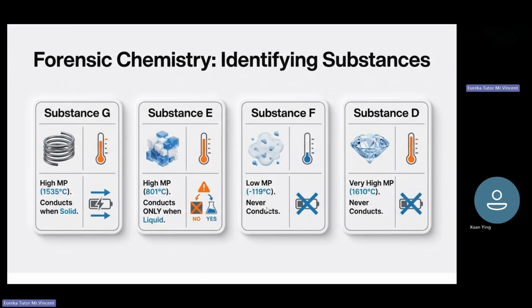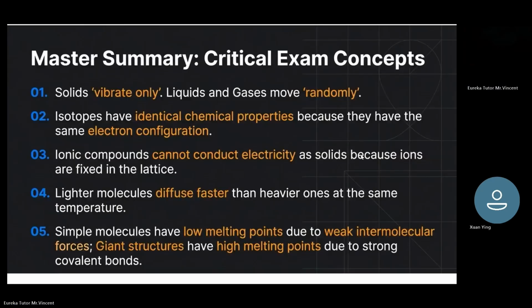Then you can come to a conclusion. It must be simple covalent: very high temperature, very high melting point and no conduction at all. Must be the giant covalent, that you see the diamond structure. Okay, so from here comes a summary of the critical exam concepts.